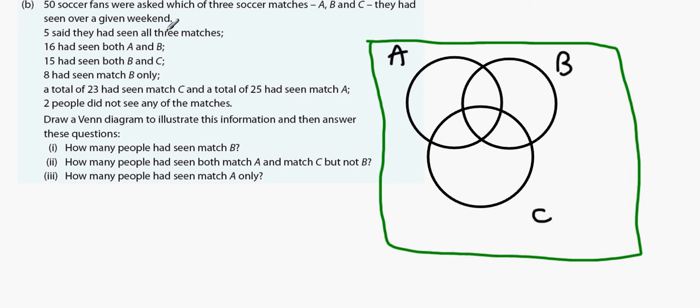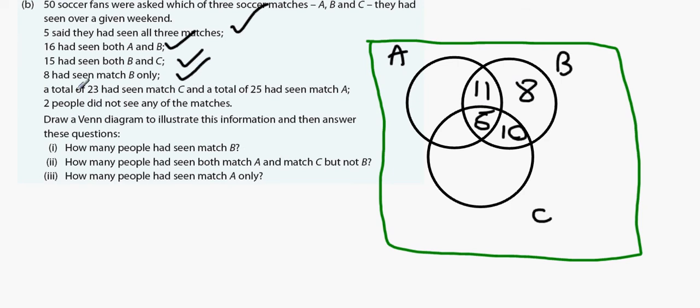5 have said they've seen all 3 matches. That would be 5 in there. 16 had seen both A and B. A and B means 5 plus this has to equal 16, so it's going to be 5 plus 11. 15 had seen both B and C. So B and C has to add up to 15, which makes this 10. 8 have seen match B only, which is going to be 8 up here because it's B only.